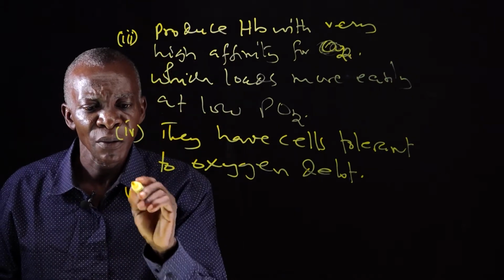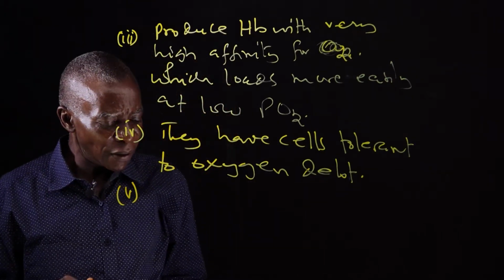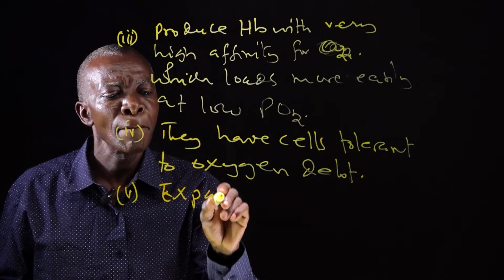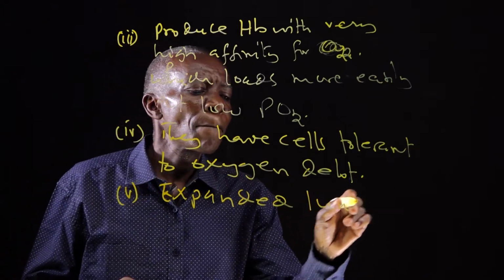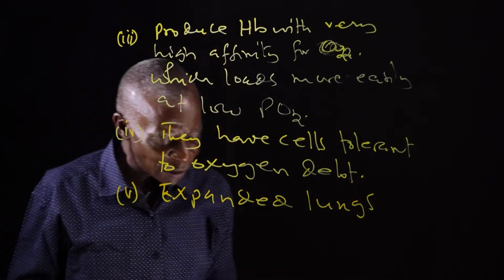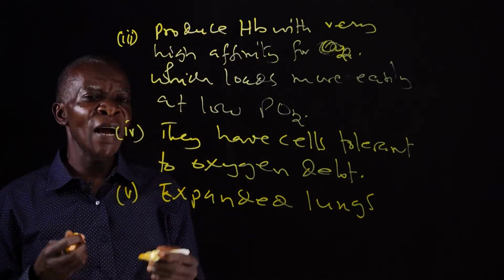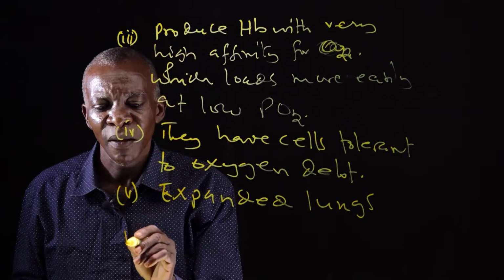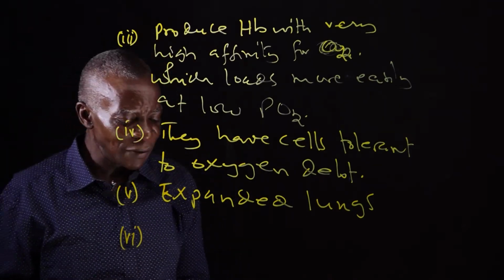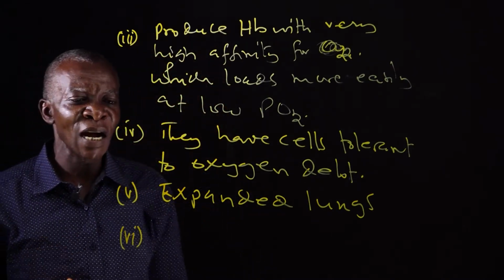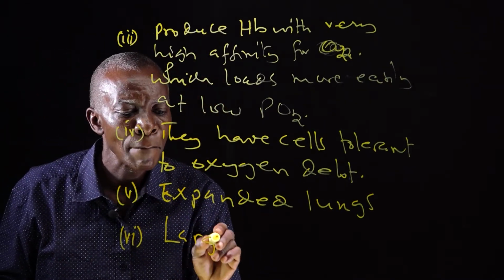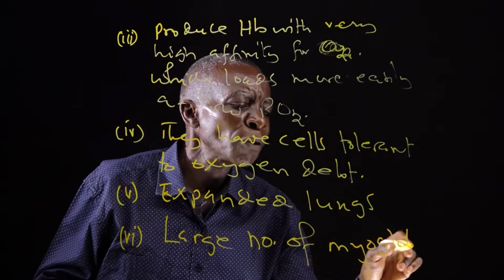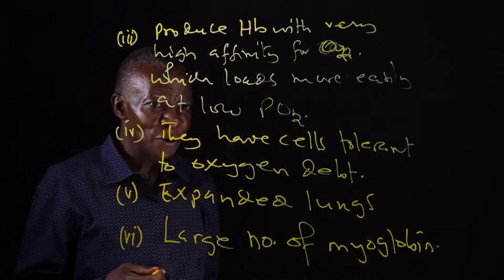But also, they have expanded lungs, and therefore they are capable of taking in much oxygen. Additionally, they produce a large number of myoglobin.